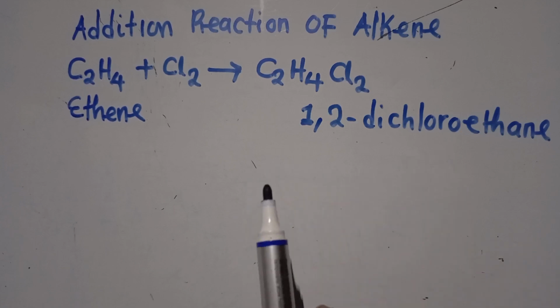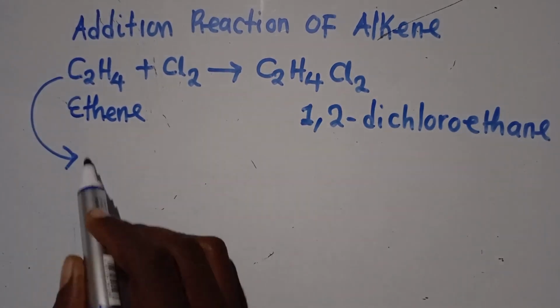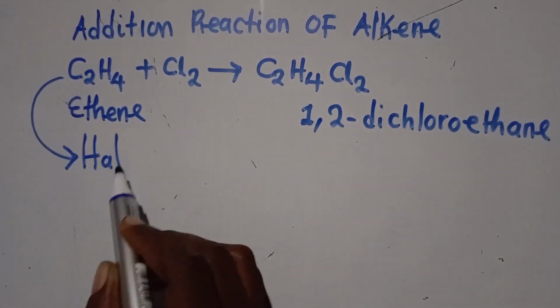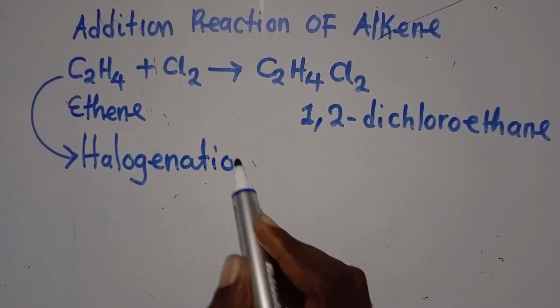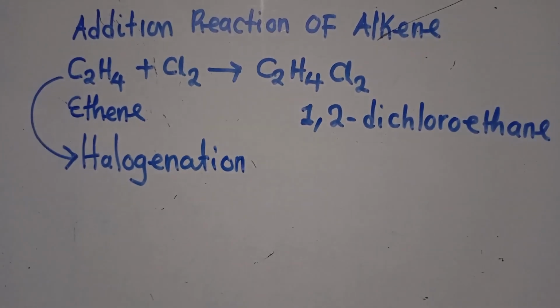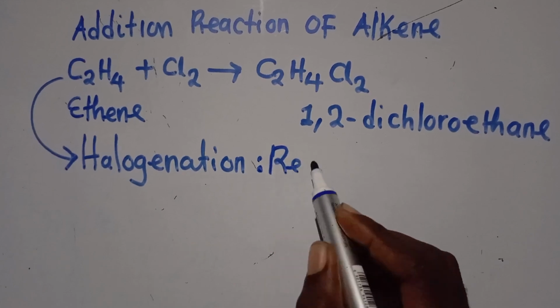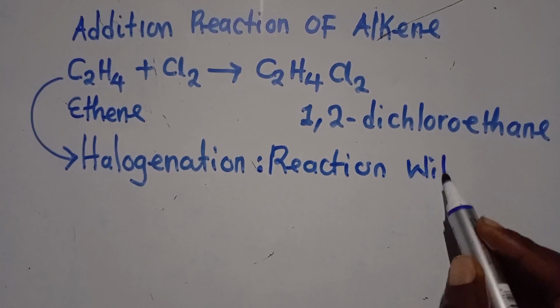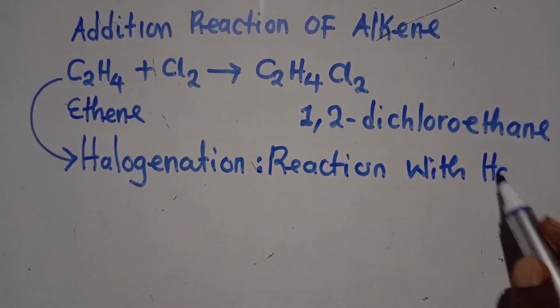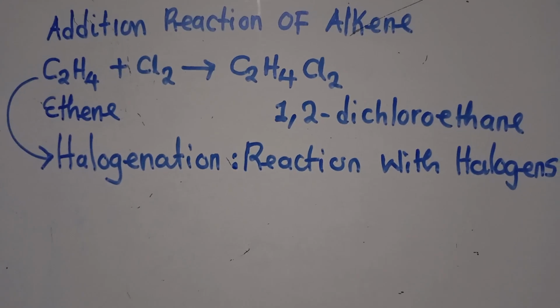So what you need to understand, this is the first thing. This type of reaction is called halogenation. So what is a halogenation reaction? A halogenation reaction is just a reaction with what? Halogens. I think now you understand. What are halogens? Halogens are group 7 elements.